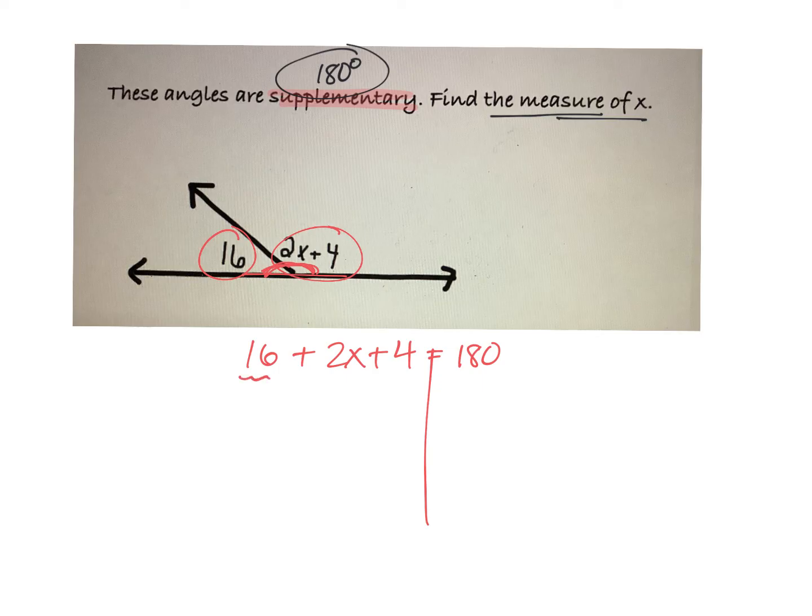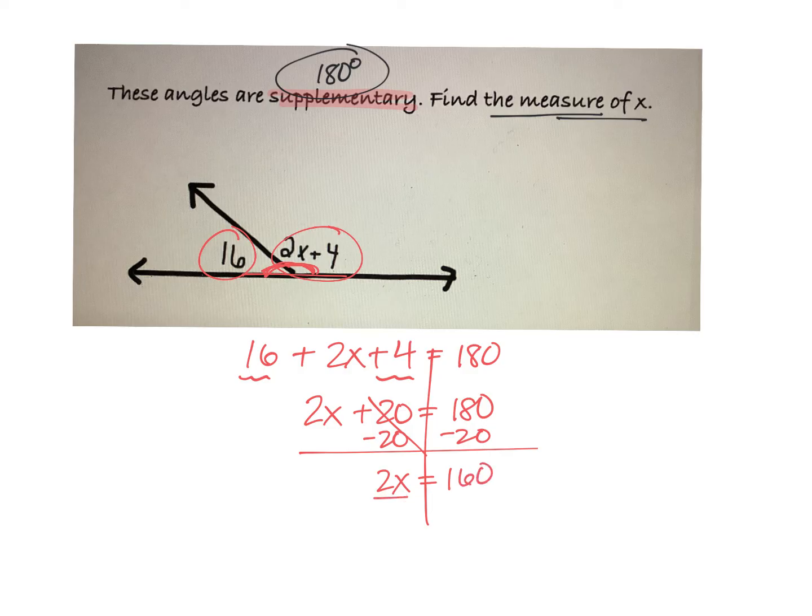Let's combine some like terms. I see 16 and 4, that's 20. So I have 2x plus 20 equals 180. I want to get the x by itself, so I'm going to subtract 20 from both sides. I end up with 2x equals 160. And finally, divide by 2, I end up with x equals 80. So that means just the x part is 80.